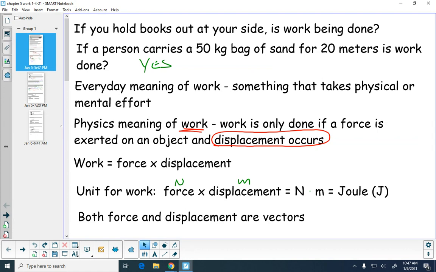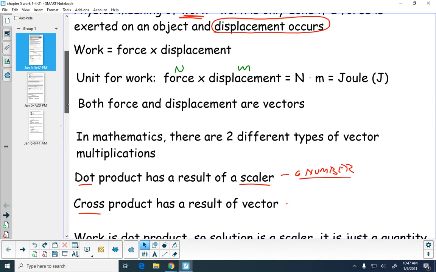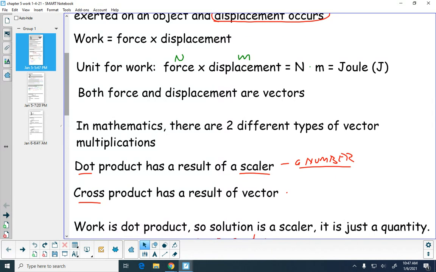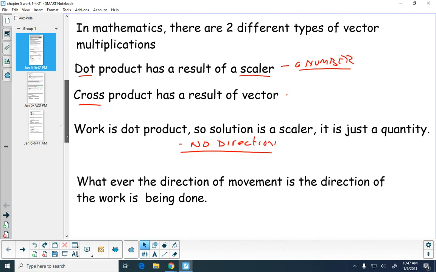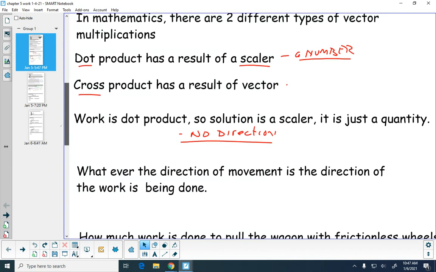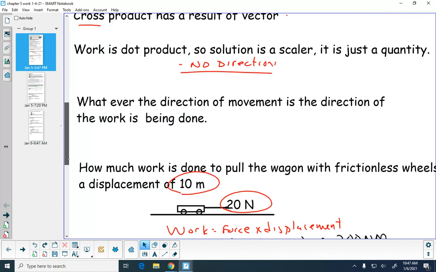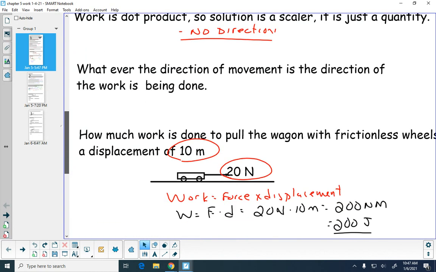Okay, so how we calculate work is we take our force and we multiply it by displacement. Both of those are vector quantities. And when we deal with this mathematically, we're going to be looking at a dot product, which is just a number or a scalar. Cross product is a different type of product with respect to vectors, but work is just a dot product. We have no direction on it. Basically, the work is done in the direction of the movement.